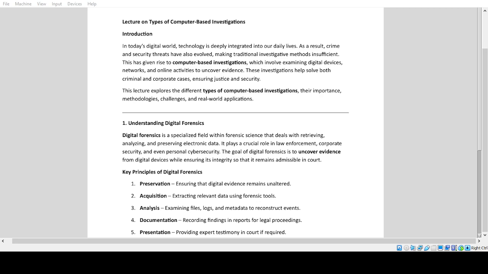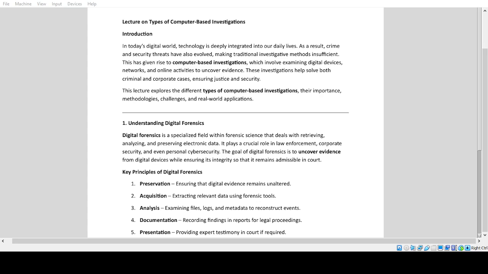Types of computer-based investigations. Introduction. In today's digital world, technology is deeply integrated into our daily lives. As a result, crime and security threats have also evolved, making traditional investigative methods insufficient. This has given rise to computer-based investigations, which involve examining digital devices, networks, and online activities to uncover evidence. These investigations help solve both criminal and corporate cases, ensuring justice and security.